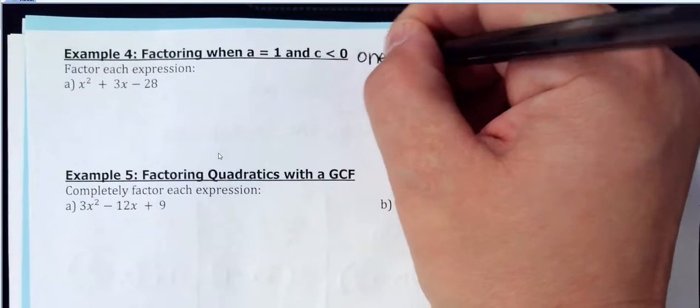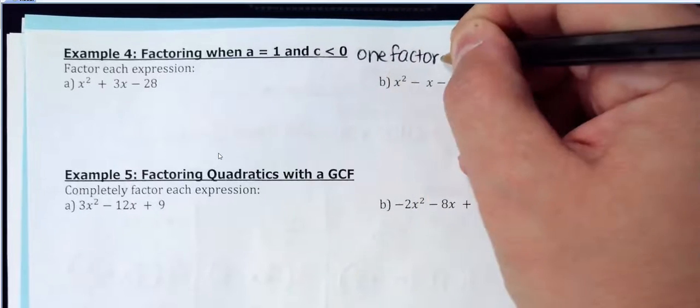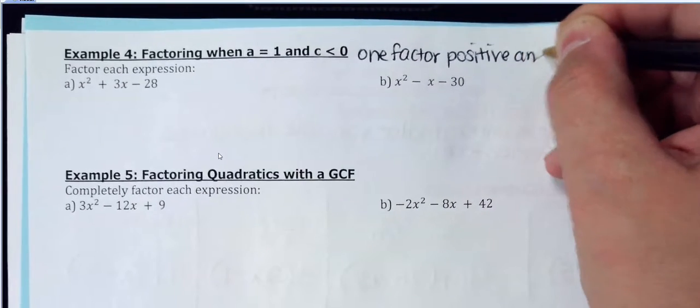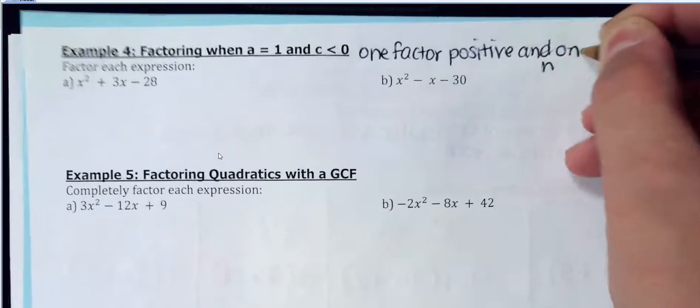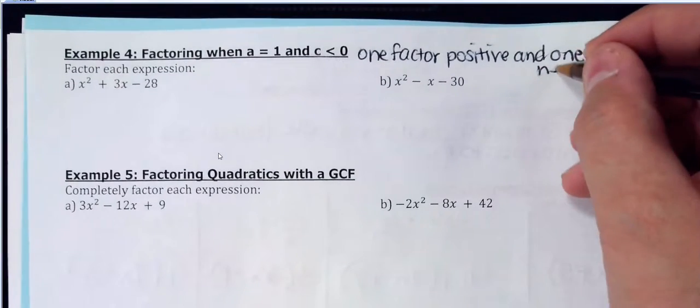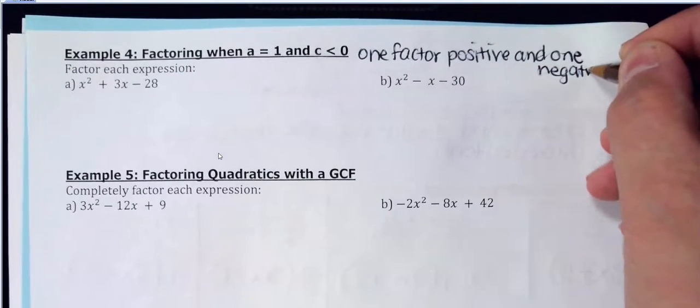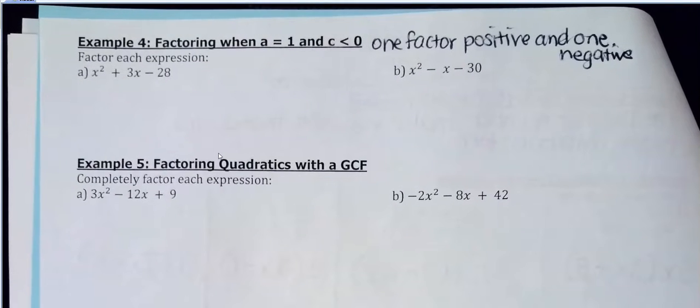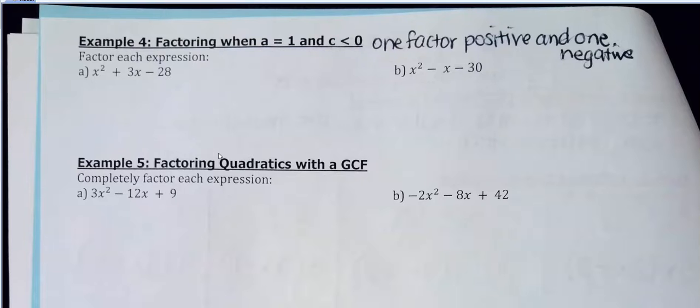if one factor is positive and one is negative. Okay, so one factor has to be positive, one factor has to be negative, because I have to multiply to get that number on the end, which is negative. So these can be kind of tricky to get the combination that's going to work properly, but there's only one set of numbers that will fit both of these requirements.